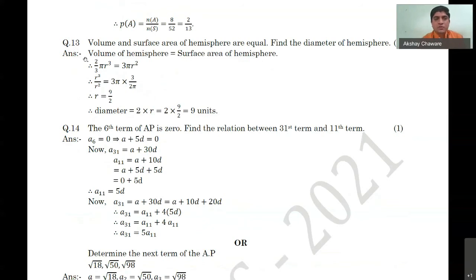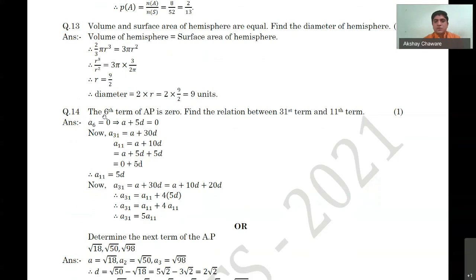Question number 13, the volume and the surface area of a hemisphere are equal. Find the diameter of the hemisphere. See, the solid shape hemisphere is given. Volume and surface area both are equal. Now the volume of a hemisphere is 2 by 3 pi r cube. The surface area of a hemisphere is 3 by 3 pi r square. If we simplify here, we will get r is equal to 9 by 2, and the diameter is 2 into r. So 2 into 9 by 2 is equal to 9 units. Simple.